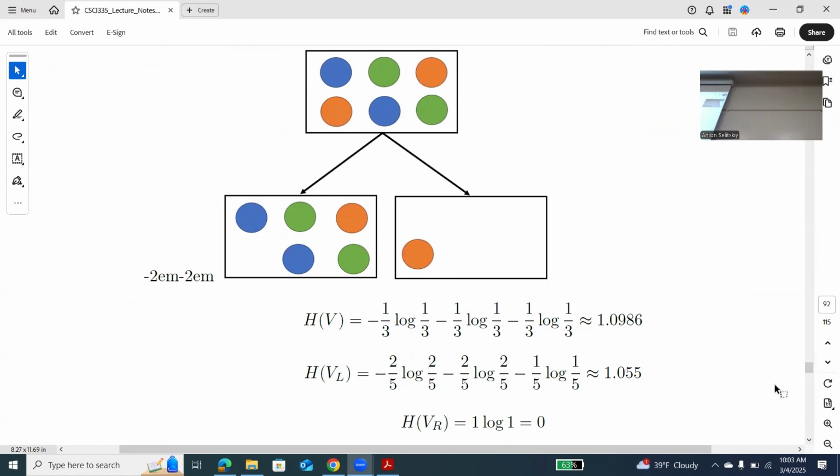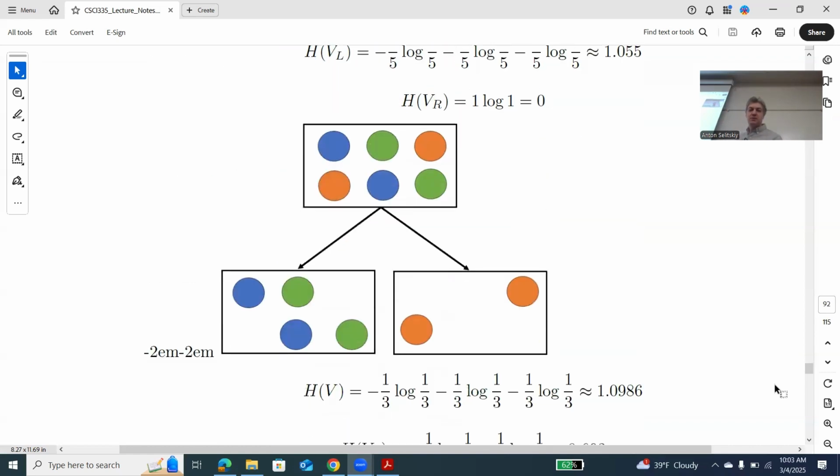This is entropy for the left class, because we have 2/5 of one color, 2/5 of another, and 1/5. And because there is one class, we have 0 entropy for the second. So it's a better split because the sum of entropies for children is smaller than the entropy for parent.